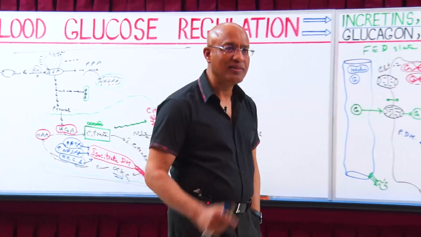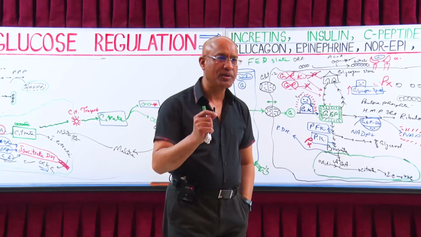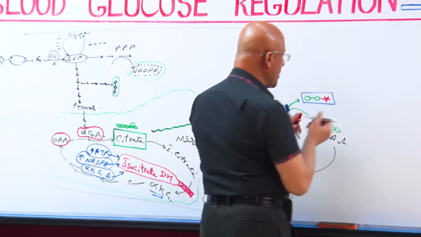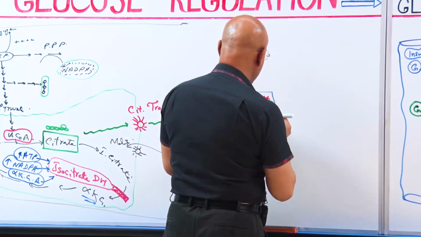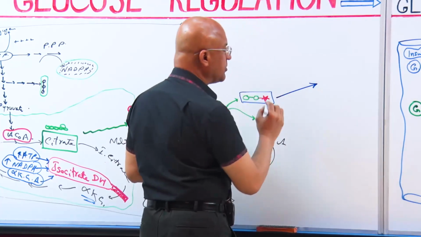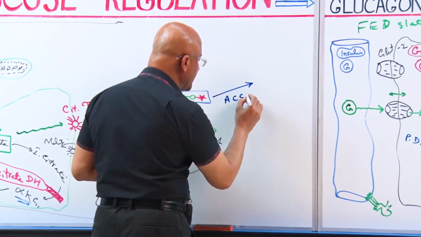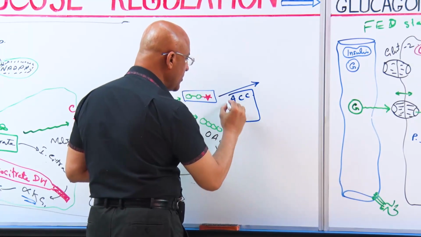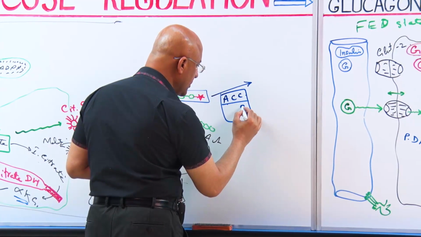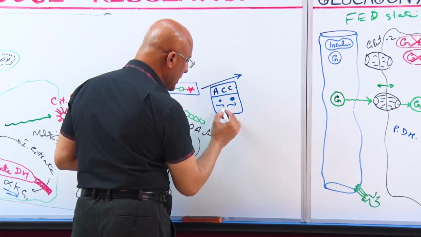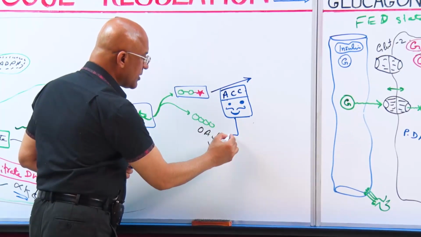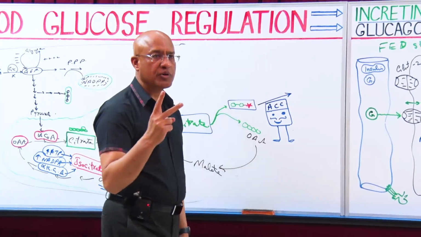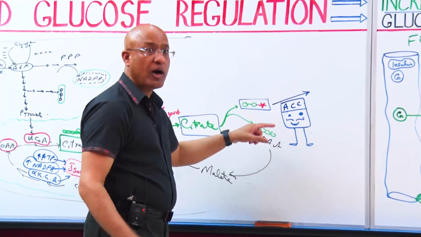What is happening now? This is the beginning of fatty acid formation. Actually, this acetyl-CoA will be acted upon by another enzyme, and this enzyme is very important. This is ACC, acetyl-CoA carboxylase. Now this acetyl-CoA carboxylase, right, is a very important enzyme. There are only two important enzymes in formation of fatty acid, and this is more important out of those two.